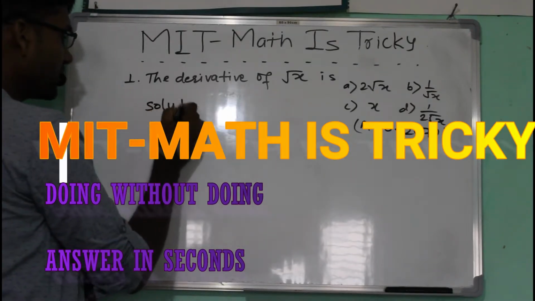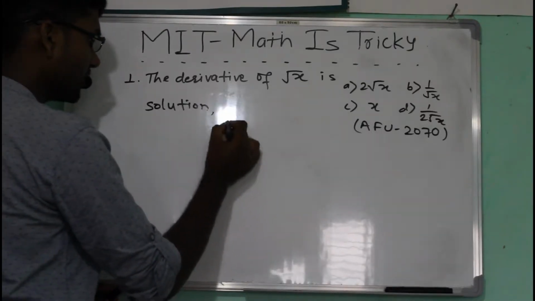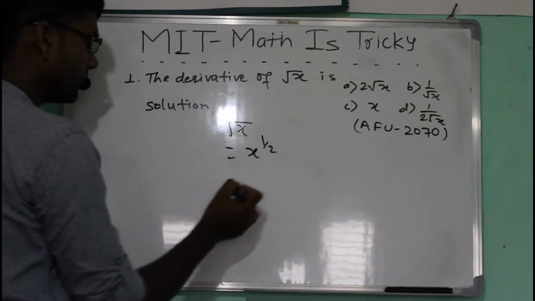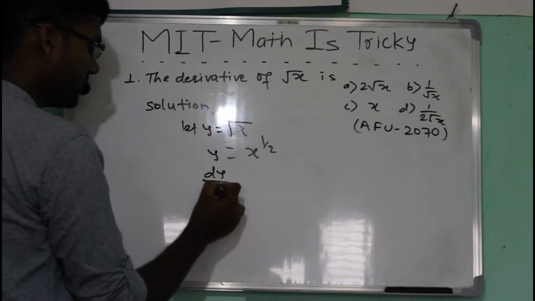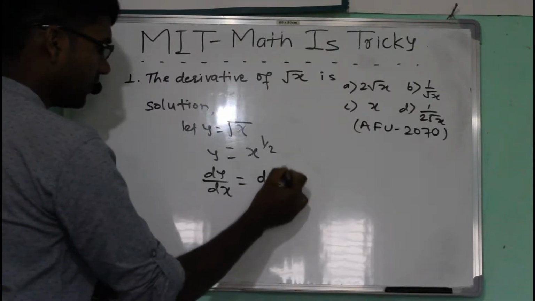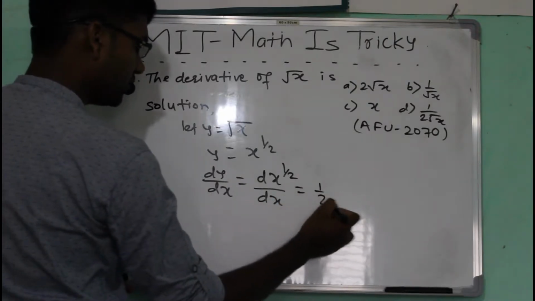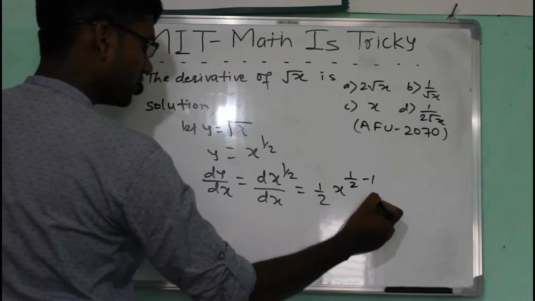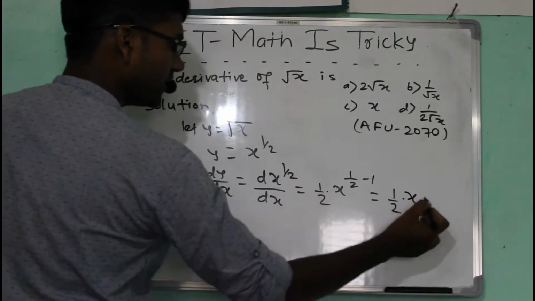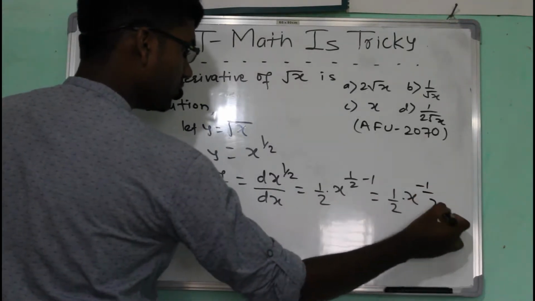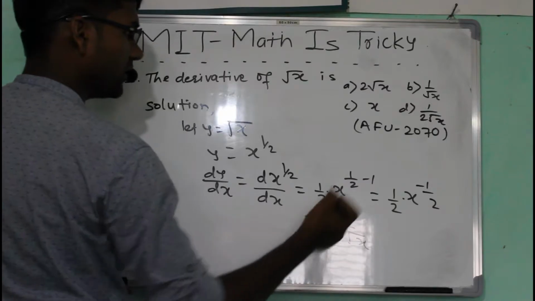I think you know its answer. Very simple. So what we can do here, root x means we can simply write x power 1 by 2. Let y equal this. So dy by dx will be how much? dy by dx means d of x power 1 by 2 by dx, and we can use the formula here: 1 by 2 x power 1 by 2 minus 1. So it is 1 by 2 x power how much? Taking the LCM, it is minus 1 by 2, and simply we can write 1 by 2 root x.